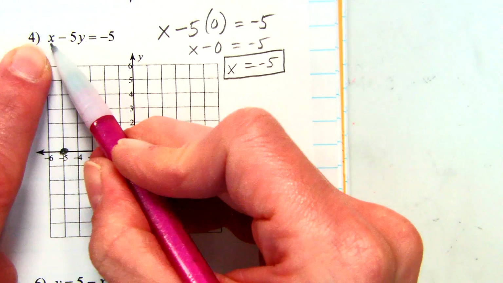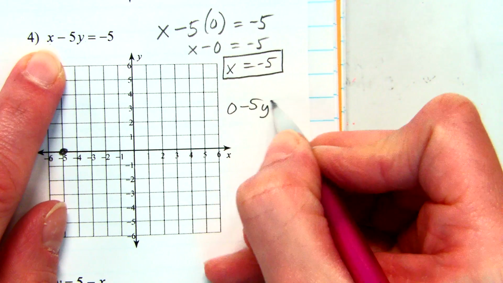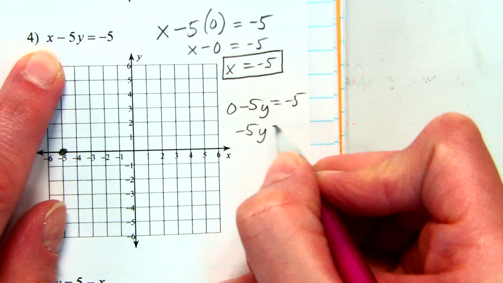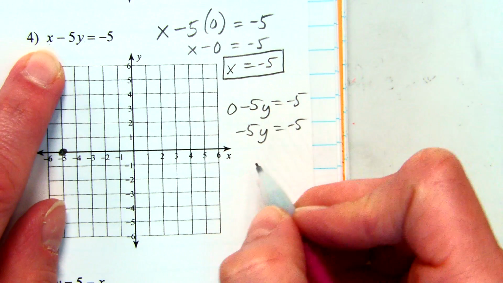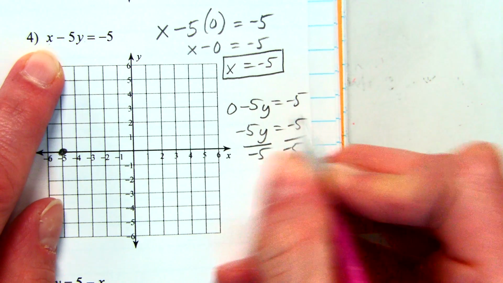Then I'll put 0 in for the x. So I'll have 0 minus 5y equals negative 5. That 0 goes away. So negative 5y equals negative 5. And you're right. Next, we're going to divide by negative 5.